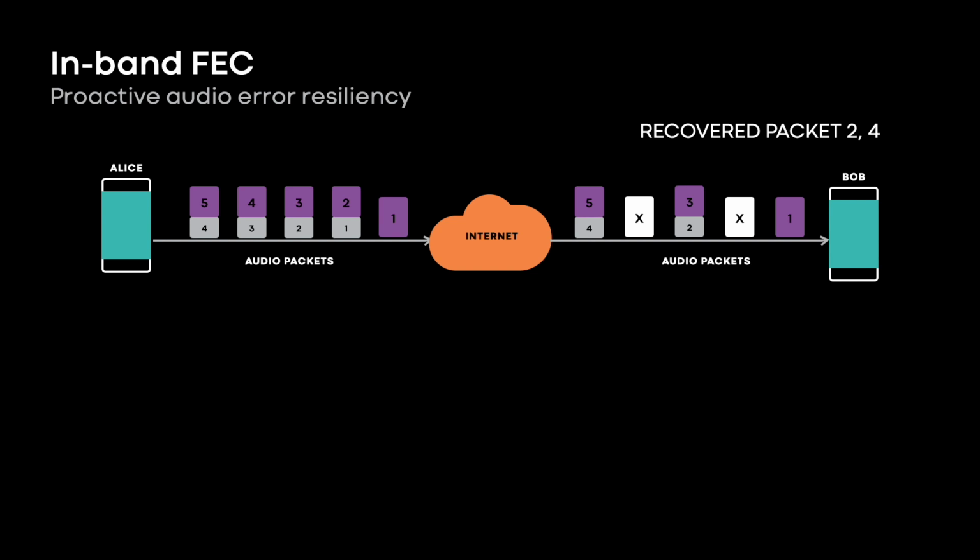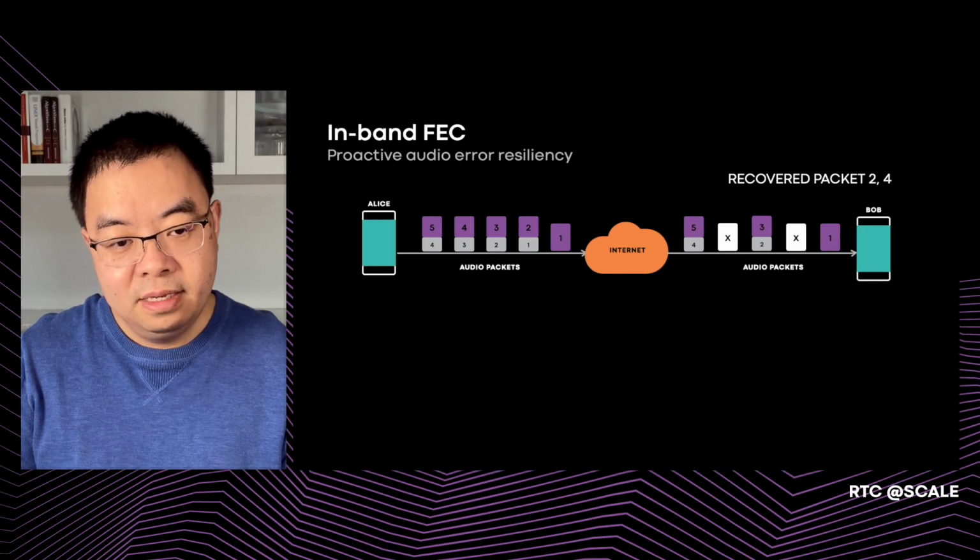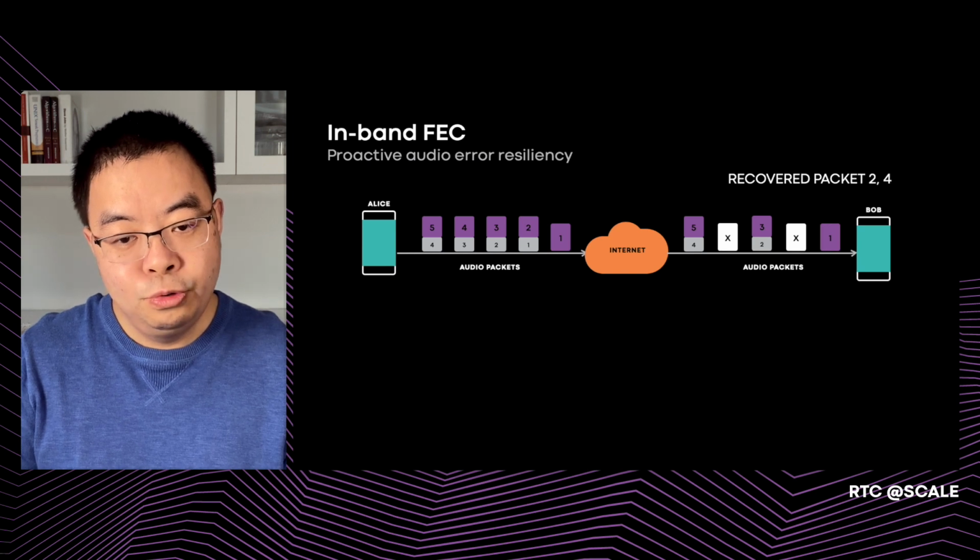So when packet loss happens on Bob's side, even though packets 2 and 4 were lost during transmission, Bob's device can still recover packets 2 and 4 from the lower quality version transmitted with packets 3 and 5. Compared to NACK, in-band FEC doesn't require an additional round trip to recover packet loss.